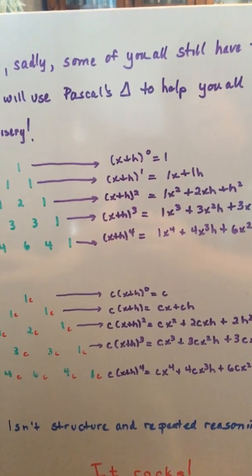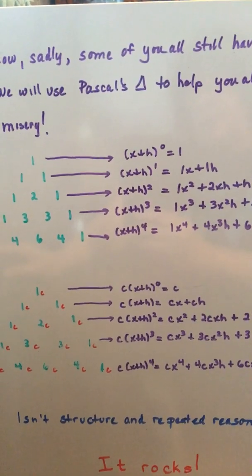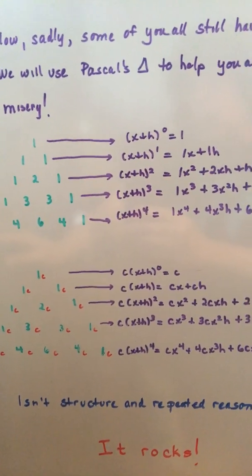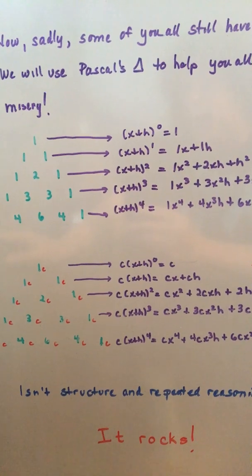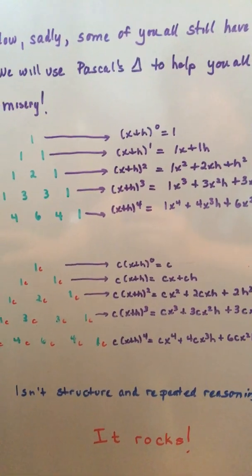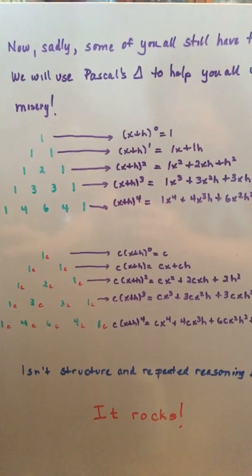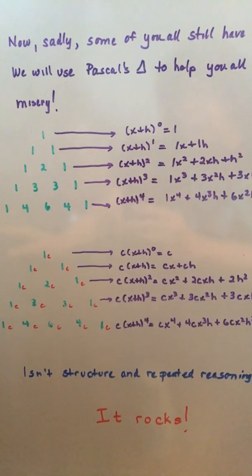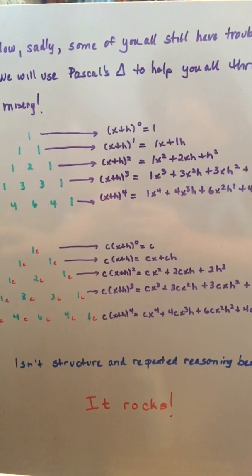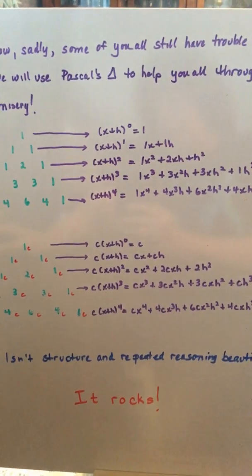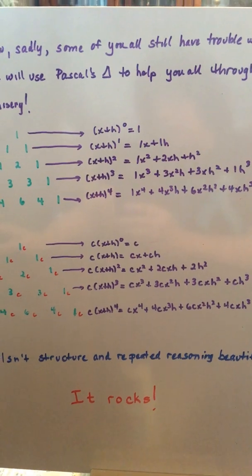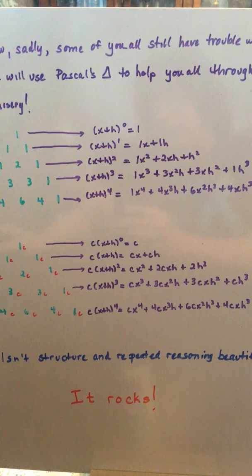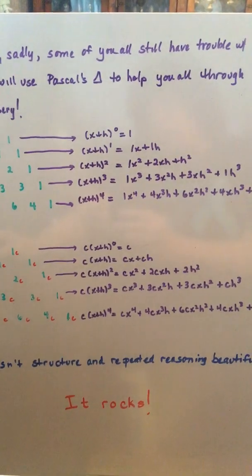And to the 0 power is 1. X plus h to the first gives you the 1x, 1h. X plus h quantity squared is 1x squared plus 2xh plus h squared. You should be familiar with those. When I cube, my magic numbers are 1, 3, 3, 1. And as the x's go down, the h's go up. So x plus h cubed becomes 1x cubed plus 3x squared h plus 3xh squared plus 1h cubed.